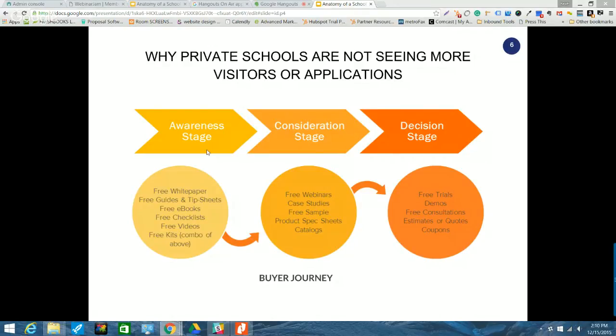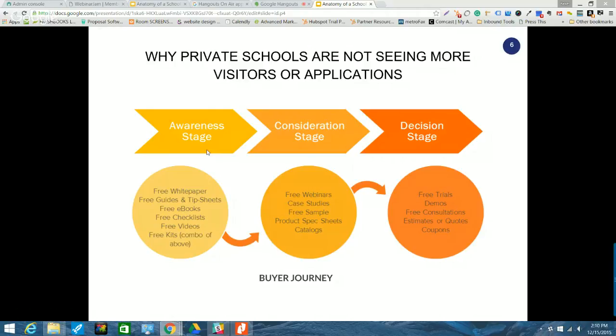So the idea here is that your buyers, your prospective parents, are going through various different stages in this journey. And if you don't recognize that, you can't reach them where they're at. And if you don't have the technology to reach them where they're at, you're kind of handcuffed even if you wanted to. And that's the value of inbound marketing: getting content in front of your prospects that's related to where they're at in their journey.